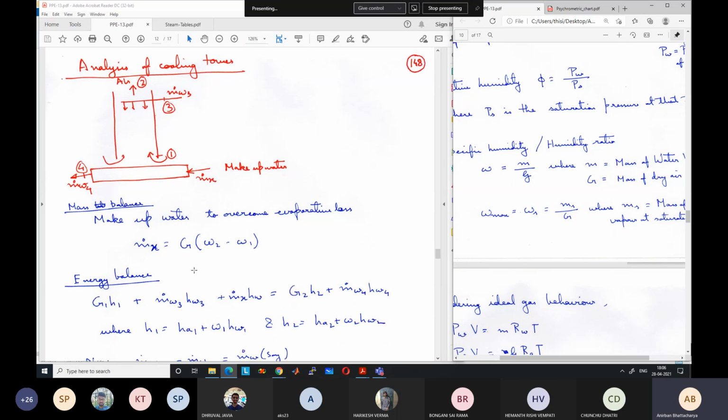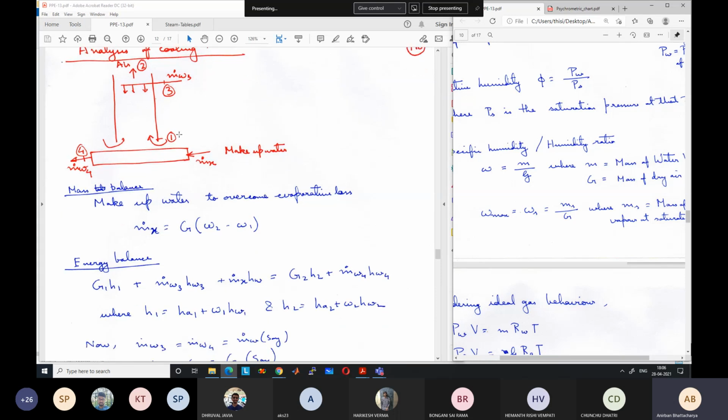How will we know states 1 and 2? If we know the temperature and relative humidity, we know states 1 and 2. We can measure the relative humidity and temperature based on wet bulb temperature and normal dry bulb temperature, and based on that we can calculate the specific humidity and find out the mass flow rate of water. So we'll keep this diagram open here.